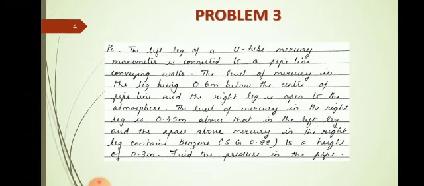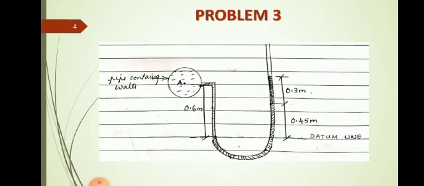So see the question again. The left leg of the U-tube mercury manometer is connected to a pipeline conveying water. The level of mercury in the leg being 0.6 meter below the center of the pipeline, and the right leg is open to the atmosphere. See the level of mercury. So once it is connected to the pipeline, what will happen? Water will enter into the U-tube mercury manometer from the pipeline, and this water will push mercury to a particular height. So what is the level of mercury in the left limb?